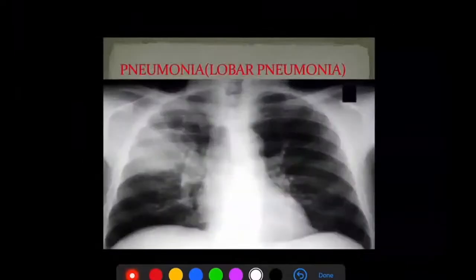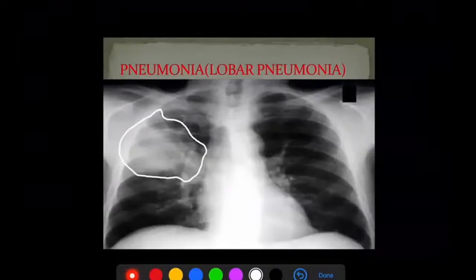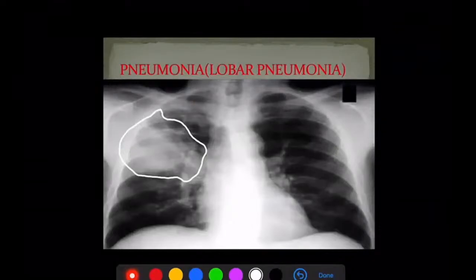So this is the chest X-ray. The entire lobe is involved, so this is lobar pneumonia, a focal non-segmental pneumonia. We can see a homogeneous fibrinosuppurative consolidation of the right lobe. Lobar pneumonia consolidation is usually due to the response of the lung to a bacterial pneumonia.